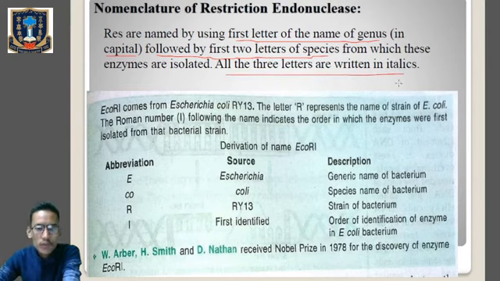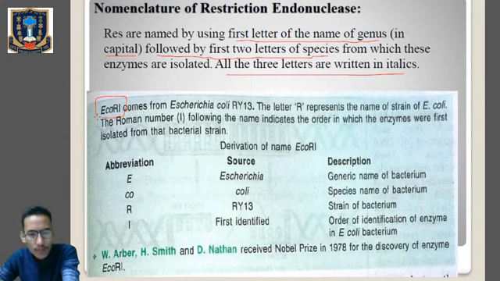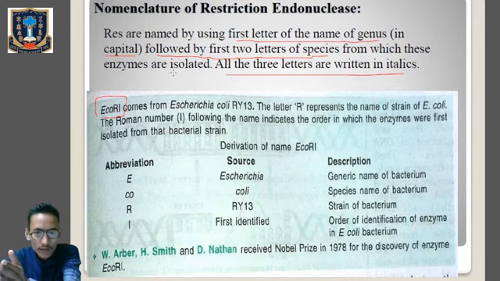in italics. For example, EcoR1, right? EcoR1 is the name of the restriction endonuclease. So the alphabet E is coming from the genus, according to this rule: the first letter comes from the genus. So E is coming from the genus Escherichia. Can you see over here? E is coming from the genus Escherichia. It has to be in capital.